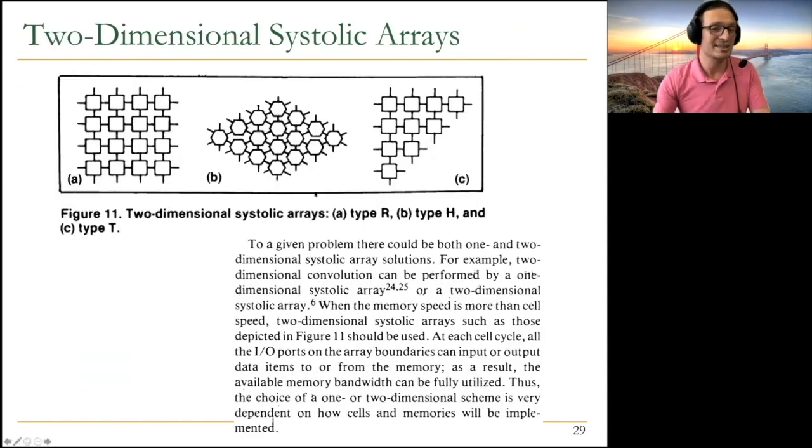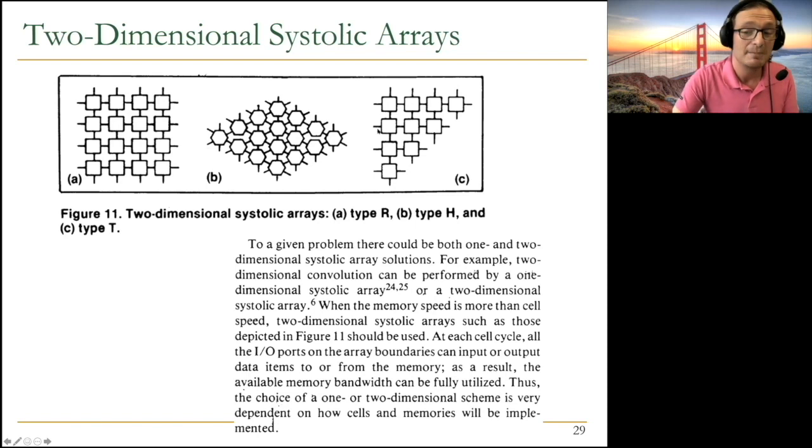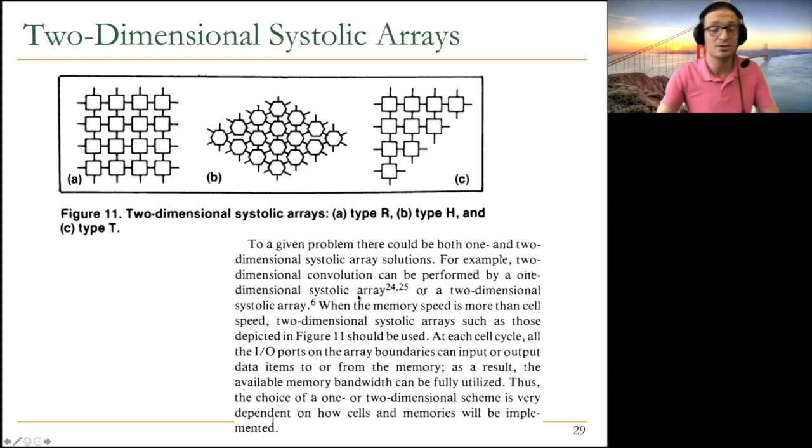Okay, so this is from your reading, but you can see systolic arrays can be like this, depending on what you compute. Systolic arrays can be like this. Basically, there are different trade-offs which we're not going to get into. You can see 1-dimensional systolic array can be used, or 2-dimensional can be used, but I'm not going to go into the trade-offs. You can read the paper for it. Okay, and you can see that the choice of a 1- or 2-dimensional scheme is very dependent on how cells and memories will be implemented, because it's all about overlapping and not overlapping of the latencies, for example.